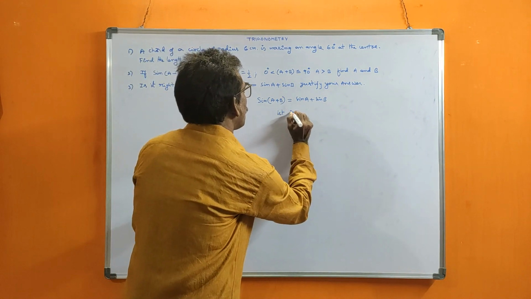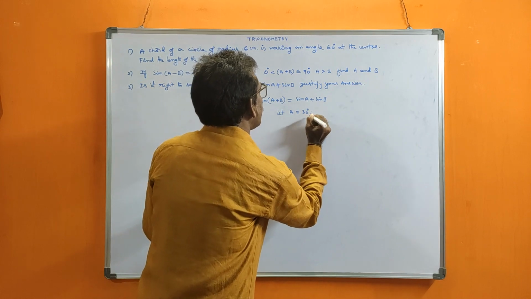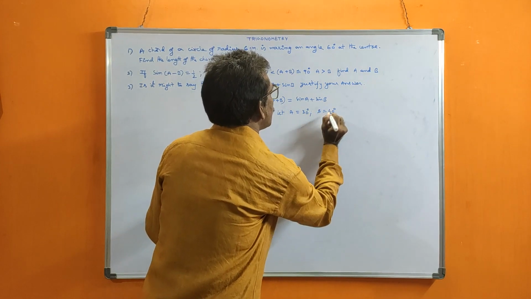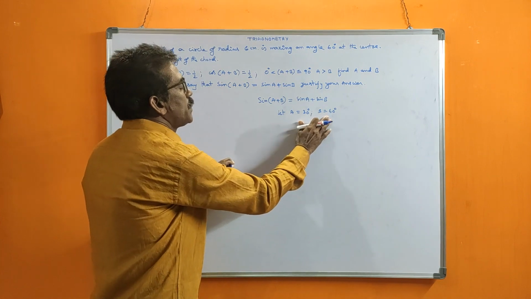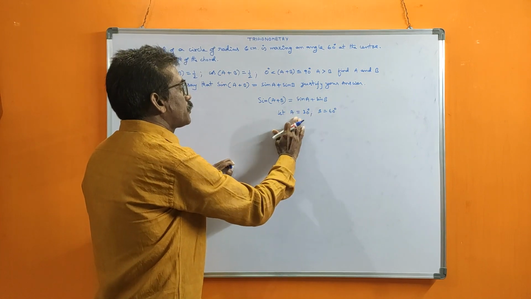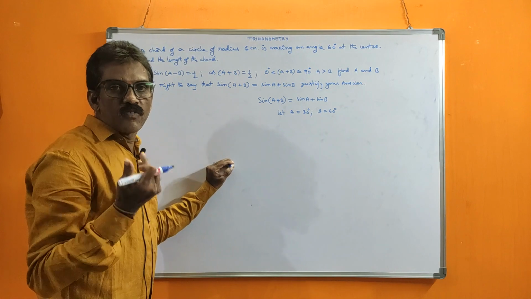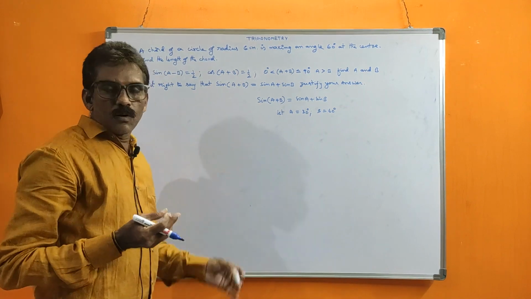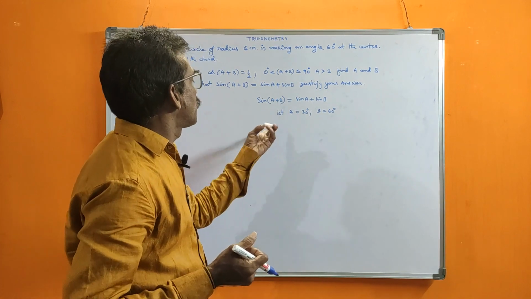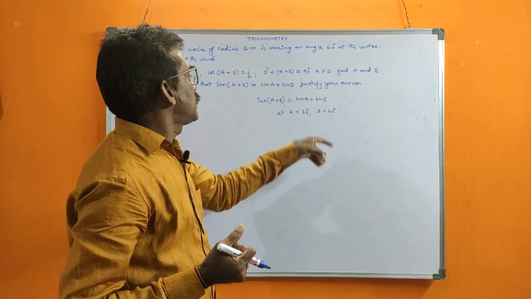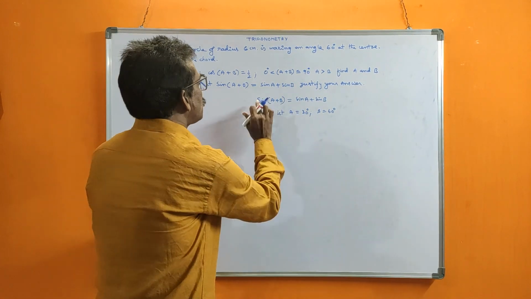Let us suppose A is equal to 30 and B is equal to 60 degrees. Otherwise you can take A 30, B 30, or A 45, B 45. Any known values: 0, 30, 45, 60, 90. Only these known values you take. I took A is equal to 30 and B is equal to 60. Substitute these values in this.